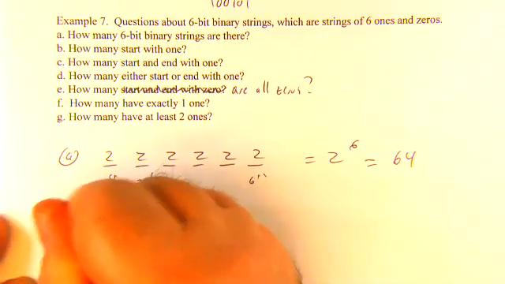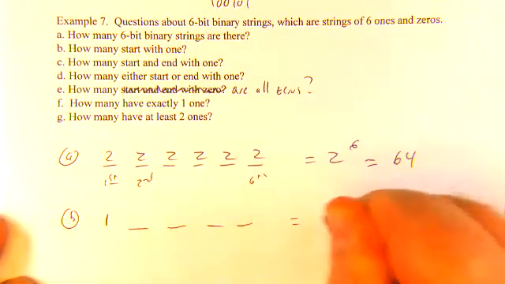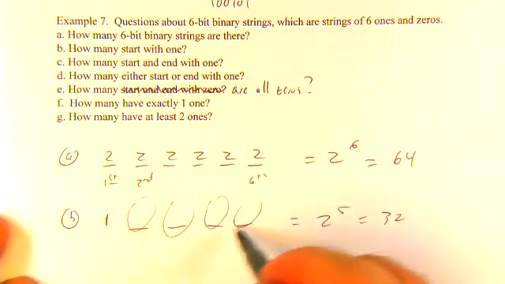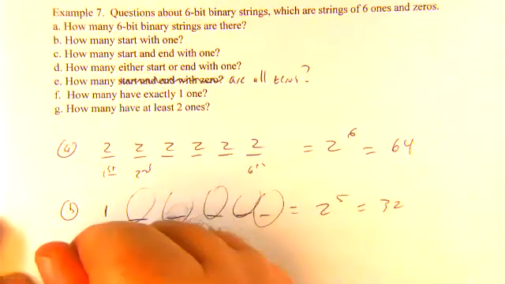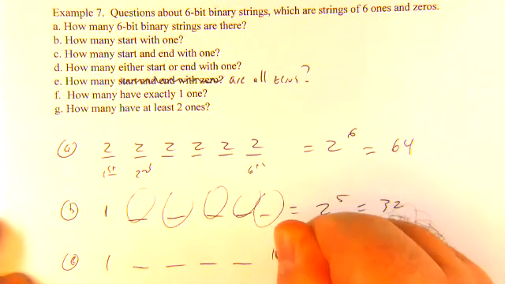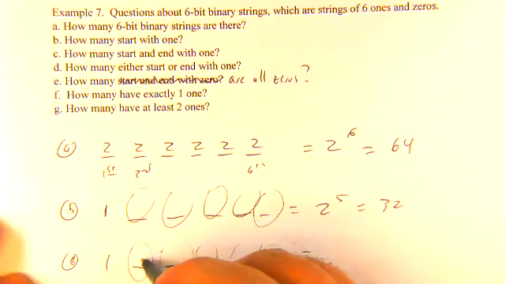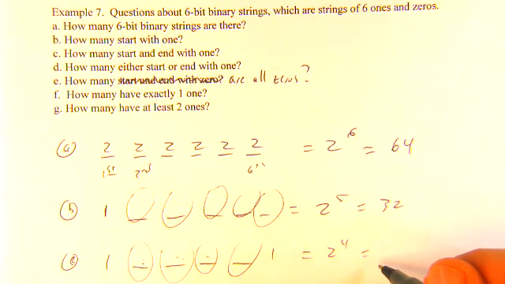How many start with 1? Well, if you start with 1, that means you've got 5 choices you can make, to fill in the rest of the string. So there's 2 to the 5th. Same thing, we're thinking about starting and ending with 1. Got 4 choices to make. You have 2 choices for each, either 0 or 1 here, 0 or 1, 0 or 1, 0 or 1. So that's 2 to the 4th, 2, 4, 8, 16. It's 16.